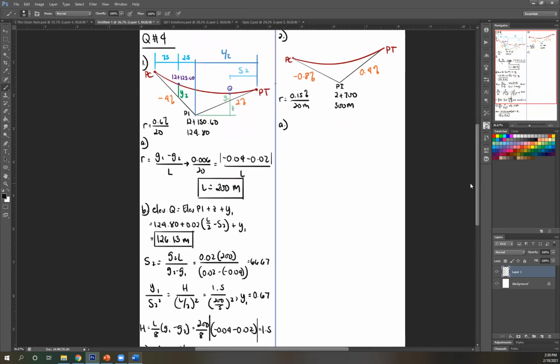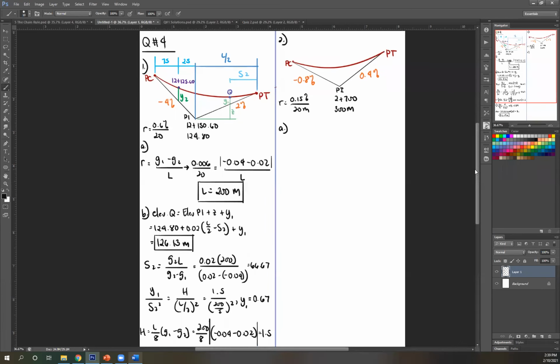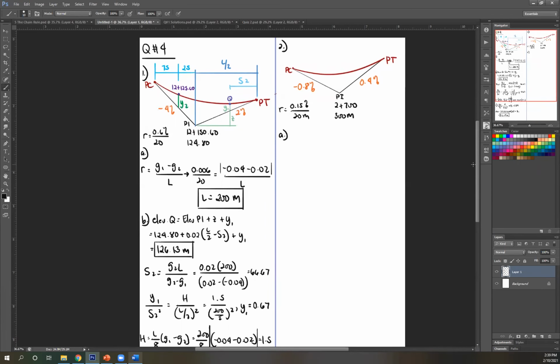z2 is easy enough to get. Again, that's just your grade times run. My problem is y2. So for y2, you're going to use your offset equation again. So y2 over the length, or distance from PC or PT, whichever is closer. In this case, that's PC. So I want to know this length. So how? Well, I'm given stations.